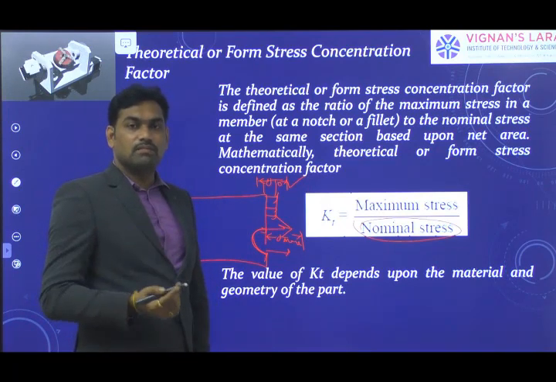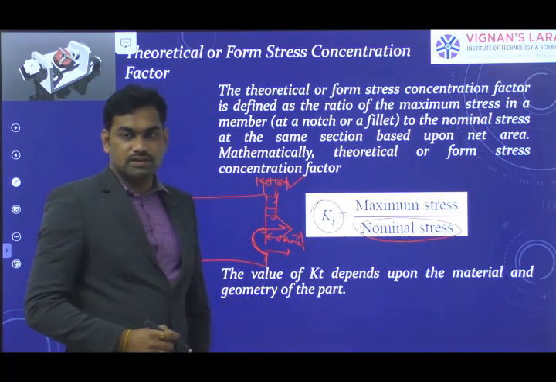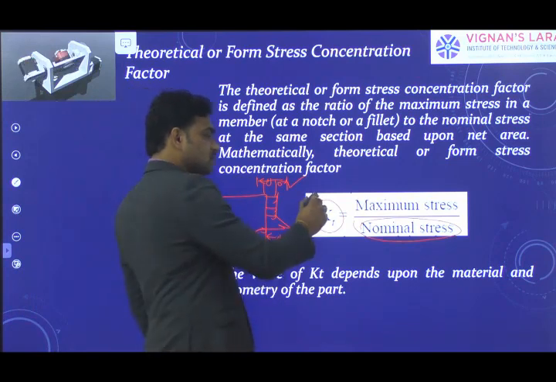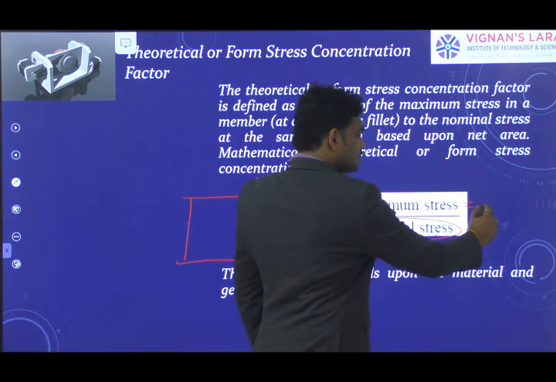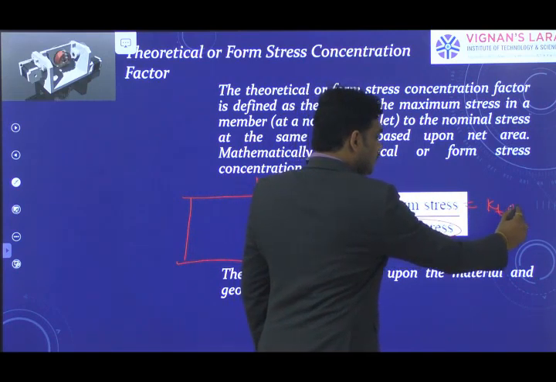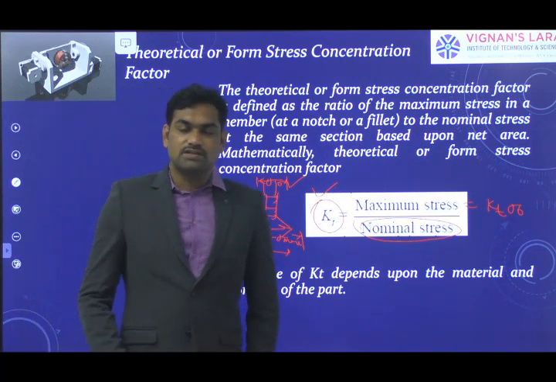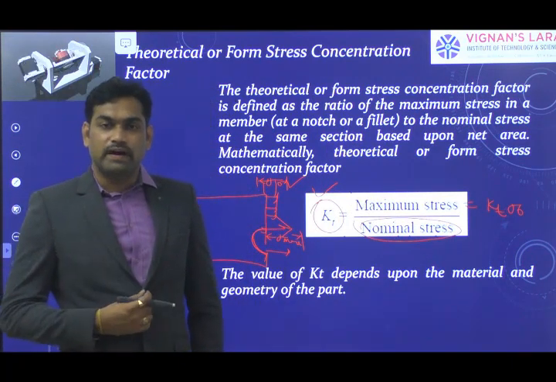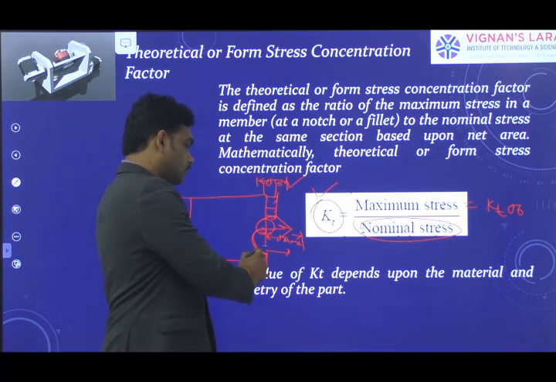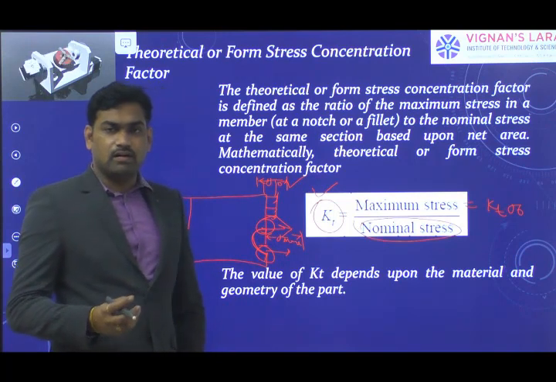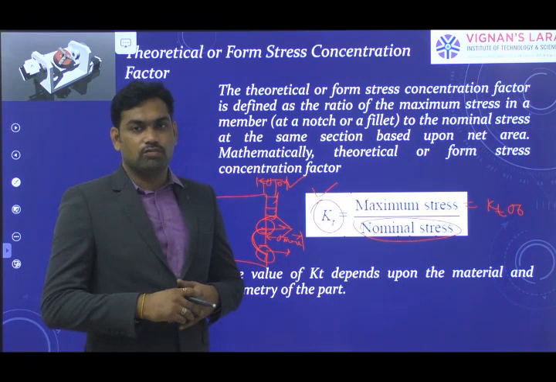So for finding the maximum stress value, we need to take a factor, the stress concentration factor. By knowing the stress concentration factor Kt, you can find the maximum stress. The maximum stress is given by Kt into the nominal stress sigma naught. So whenever you know the value of the stress concentration factor, we are able to find the maximum stress induced near the hole, or near the crack, or near where the stress is going to be concentrated.